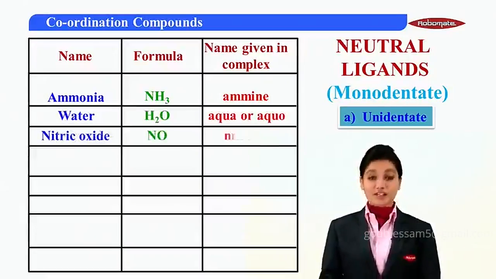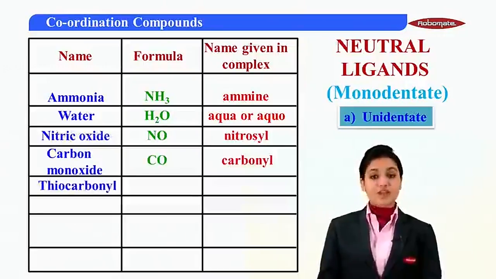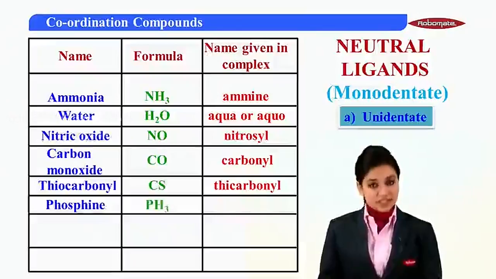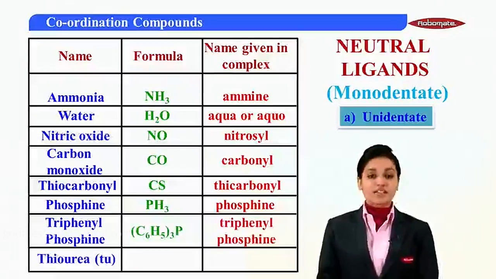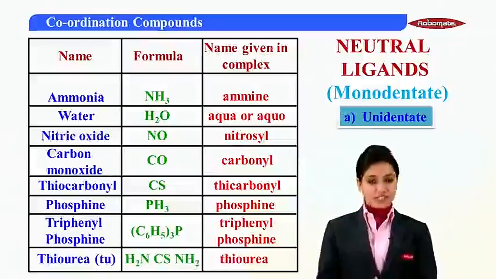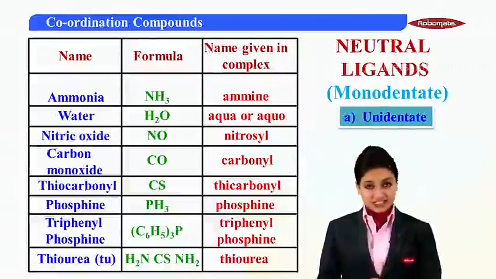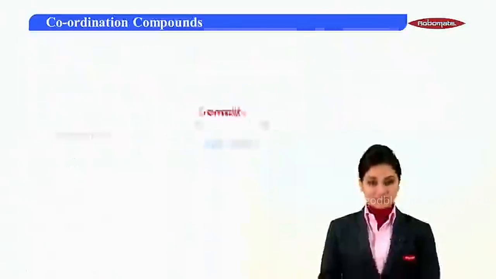The second one is nitric oxide. Then we have carbon monoxide. The next one is thiocarbonyl, that is CS. The next is phosphine, PH3. The next is triphenylphosphine, and the next is thiourea. So if we see, these are all monodentate neutral ligands. That means they are neutral in nature and they are forming one coordinate bond with the metal atom.